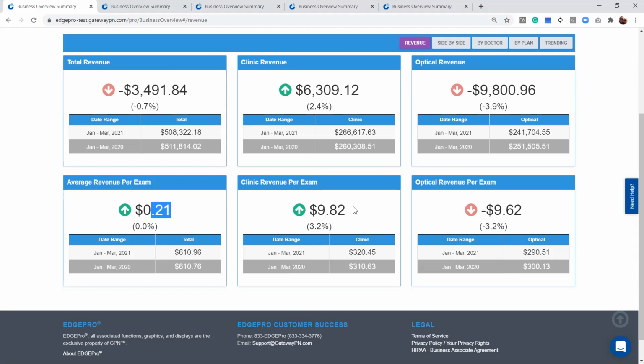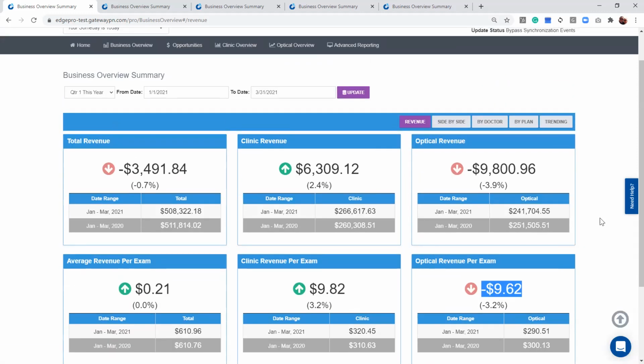Actually ends up being that they are spending $9.82 more in our clinic, but they're spending $9.62 less over here in our optical, which really makes sense when we're down by $9,800. So at a quick glance, we've uncovered that, yes, we are down overall in our business, but we're down mostly in our optical, and our patients are spending less money is one of the reasons that we're down.